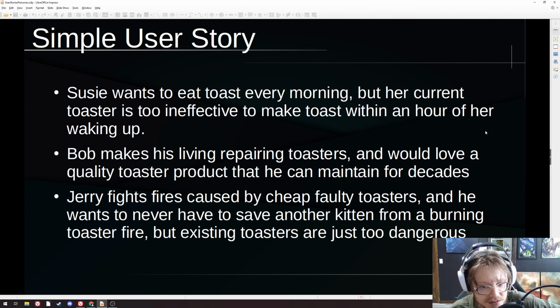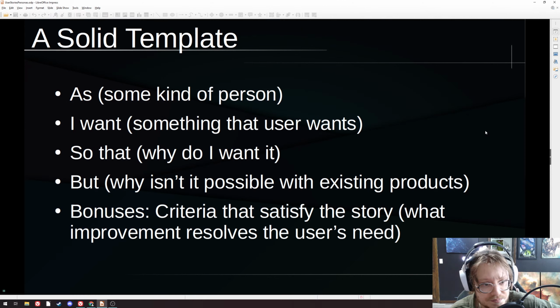Jerry fights fires caused by cheap, faulty toasters, and he wants to never have to save another kitten from a burning toaster fire, but existing toasters are just too dangerous. So this is a cool one because it also satisfies one of Susie's motivations, which is that she loves kittens, right? So you can have some overlap between your personas if you're clever.